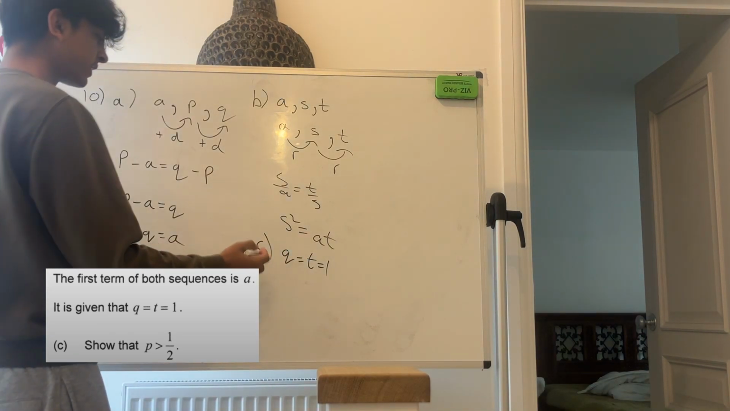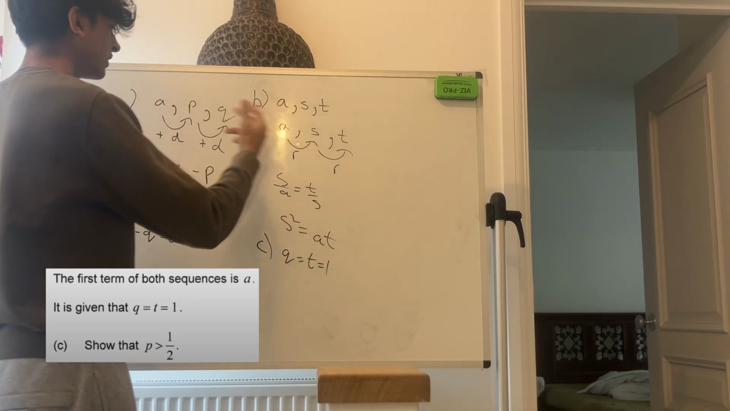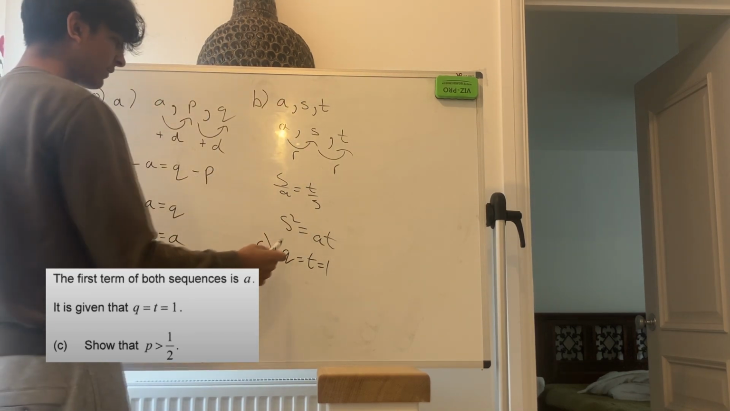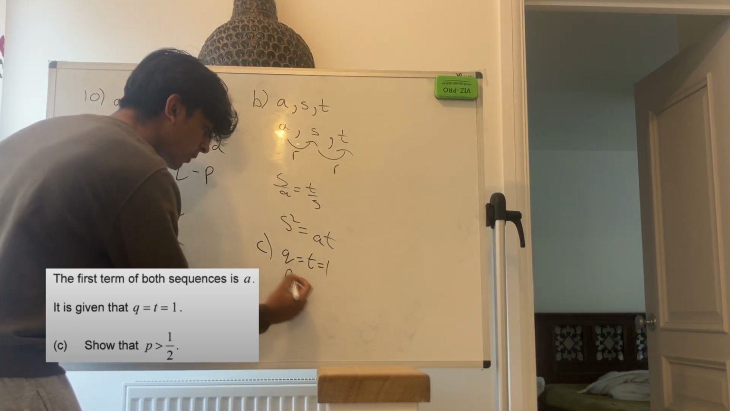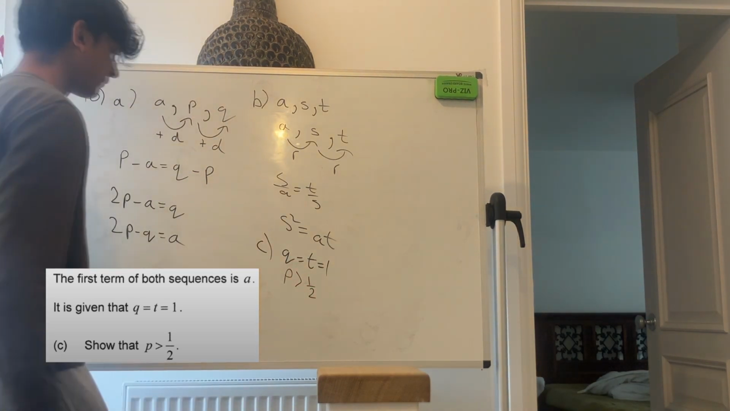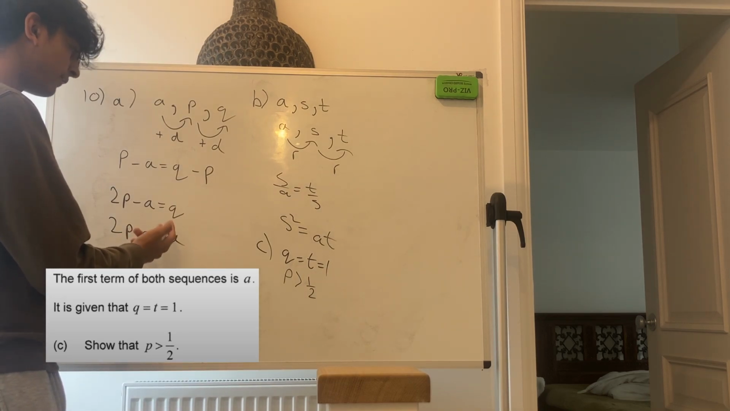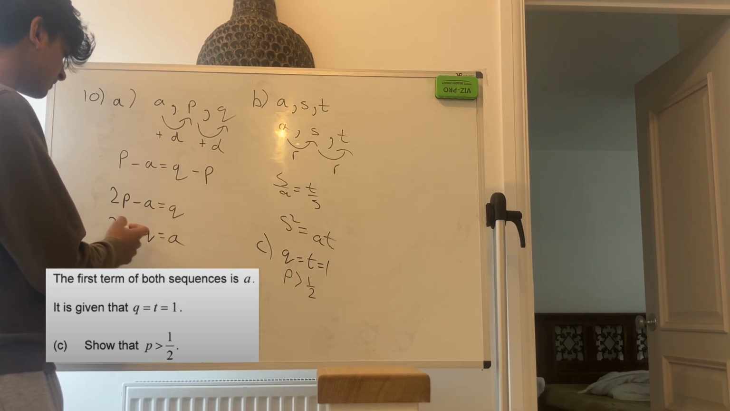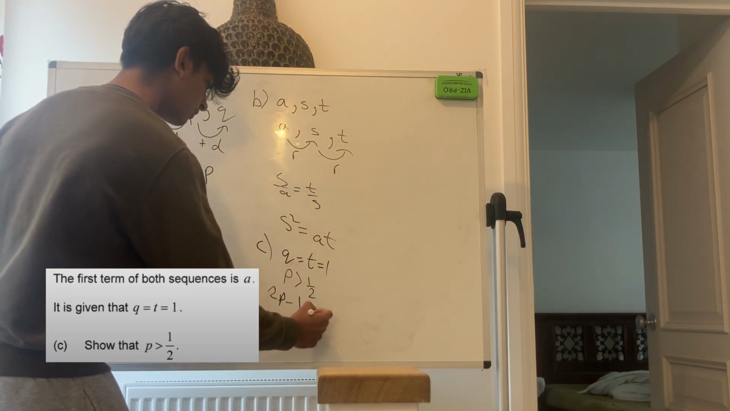In part C, we're given that the first term of both sequences is a, so a, p, q and a, s, t for the arithmetic and geometric. And we're given that q equals t equals 1, so both of these are equal to 1. We're asked to show that p is greater than a half. From what we showed earlier, if q is 1, we can say that 2p minus 1 equals a.